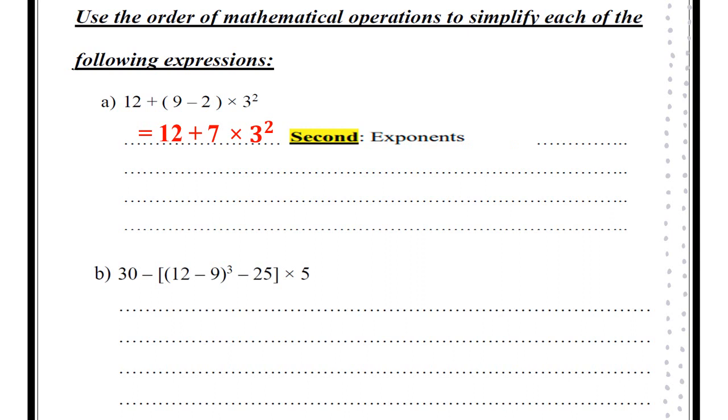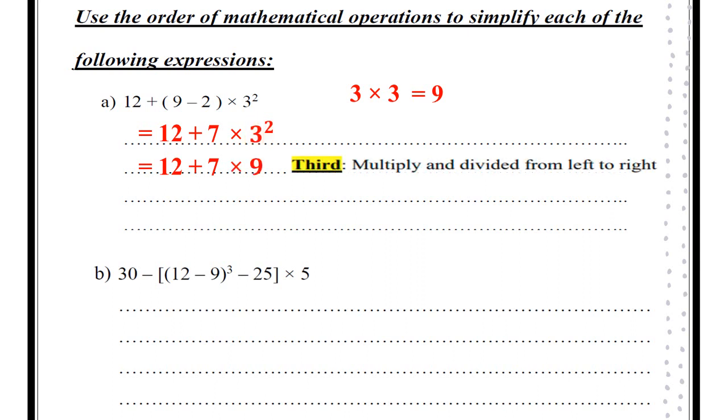Second, the exponents. Here I have 3 to the power 2. So it will be 12 plus 7, and 3 to the power 2 is equal to 3 times 3 equals 9. So it will be 12 plus 7 times 9.